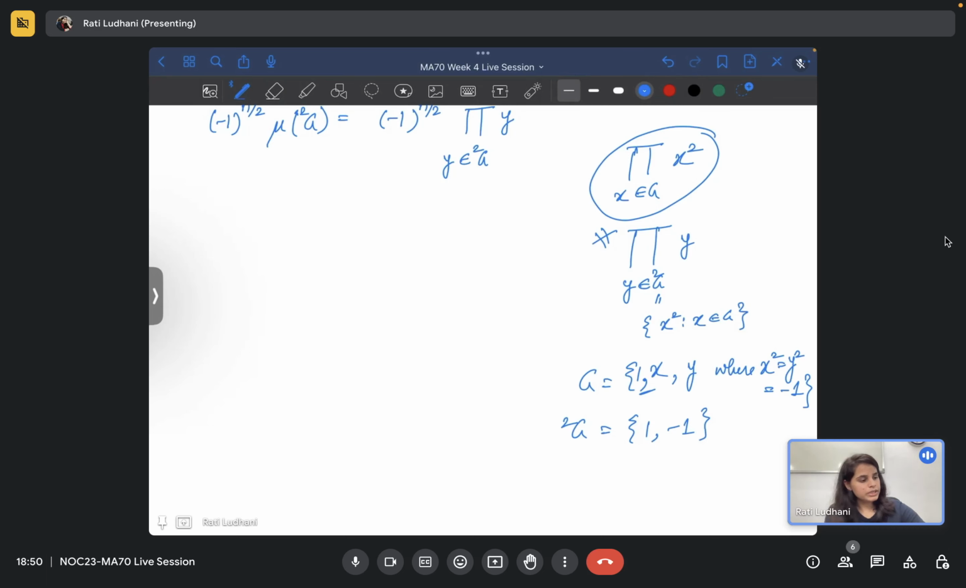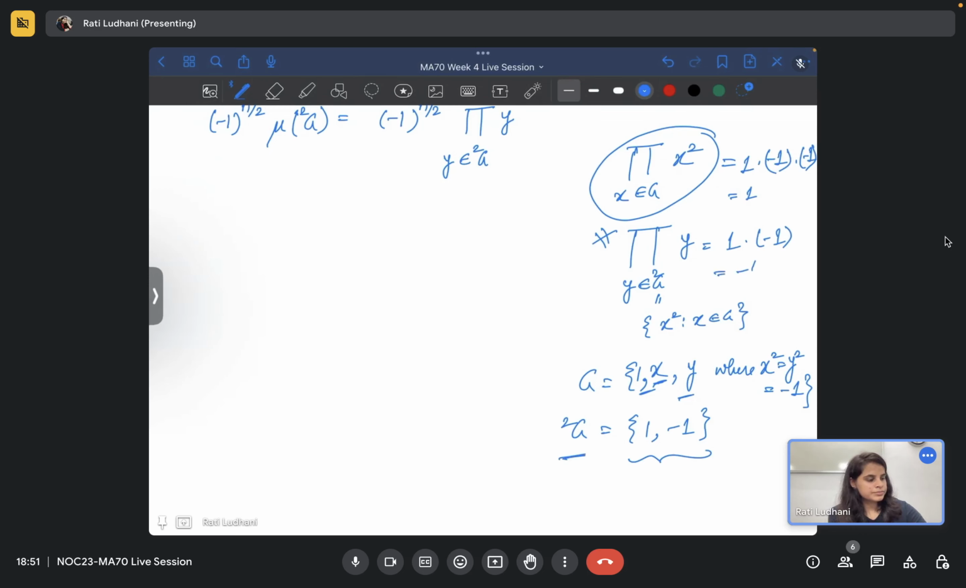But when you take this product over x belongs to G of x square, you will have 1. Now square of x is minus 1, square of minus 1 is minus 1. So you will get here 1. But in this product, the product of elements of 2G, you just take all the elements which you are getting distinctly from squaring the elements of G. So that is just 1 into minus 1, which we wrote down here also.